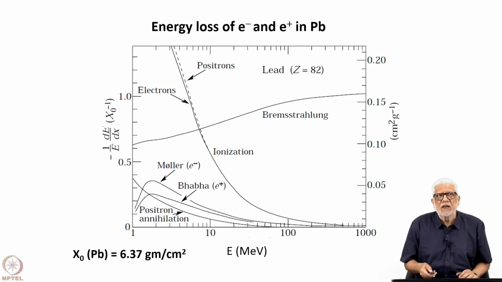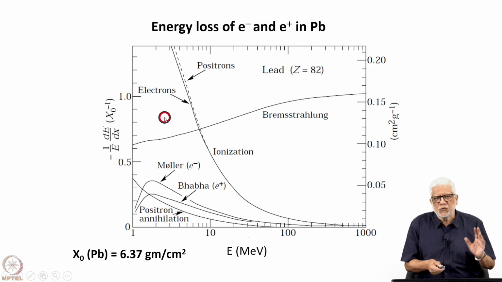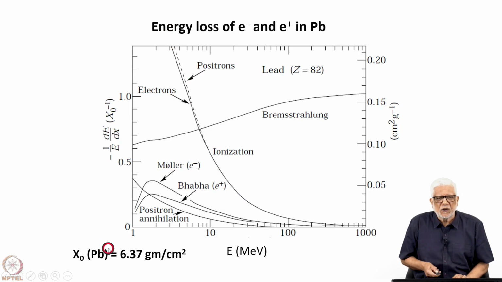The energy loss of electrons and positrons in lead is what is plotted here. So again, dE/dx, but scaled by a certain length and by 1/E, so as a function of energy. So you can see that for the electron and positron, basically the ionization part, the energy loss follows a very similar behavior. Positron is slightly more. And this is, as I said, for lead, which has this characteristic length of the order of 6.37 gram per square centimeter.